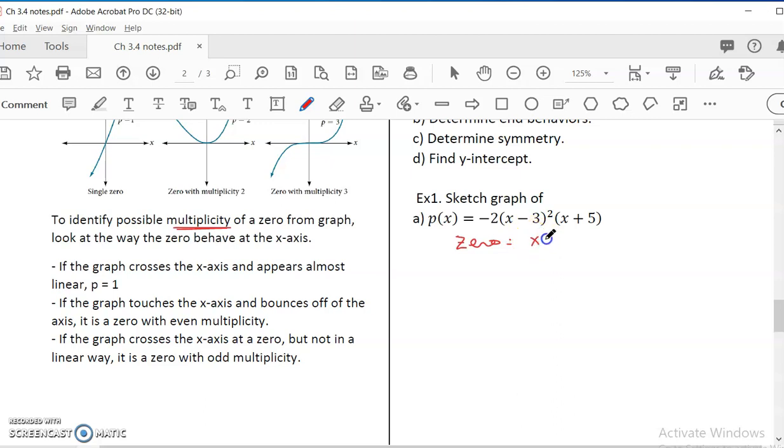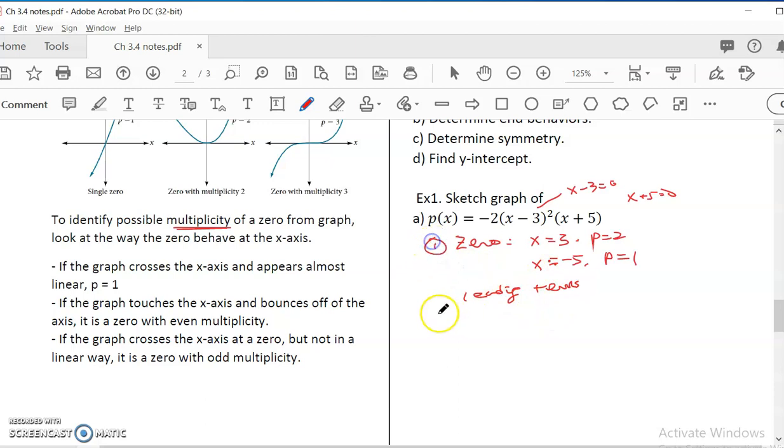So I have x minus 3 equal to 0, so x equal to 3. Multiplicity is 2, so it touches it, right? And x plus 5 equal to 0, so x is equal to negative 5. Multiplicity is 1. And then what is our leading term? In order to do this, we also need to know the leading term. These are a few things because I want to know the end behavior.